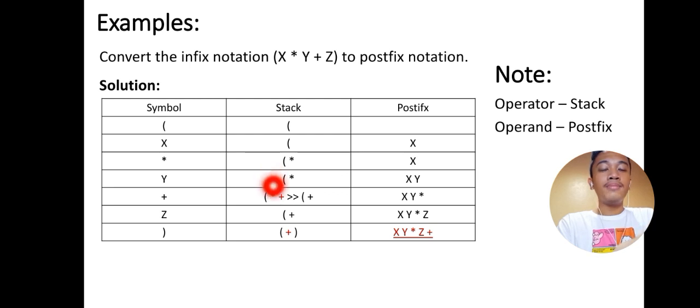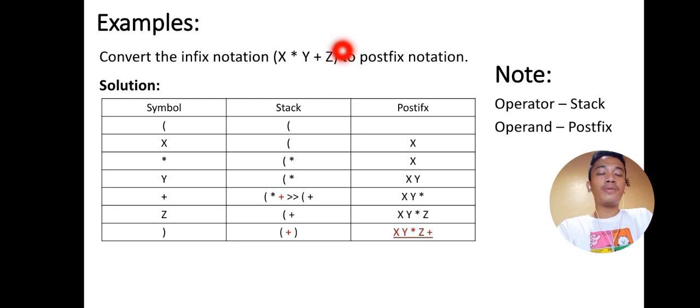The symbol that we popped will be transferred to the postfix section. So our stack now has open parenthesis, plus, and our postfix is XY, and the symbol we popped, the multiplication. So next, we have the Z symbol. Z is an operand, so we need to transfer it to the postfix section. So the stack, nothing happened, same, and postfix is XY times Z.